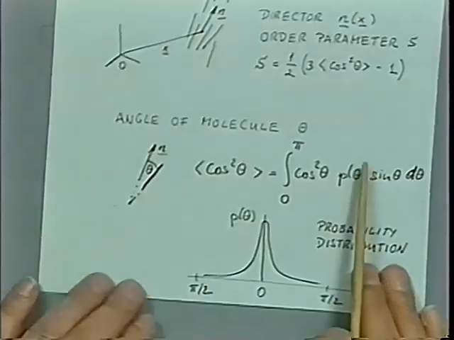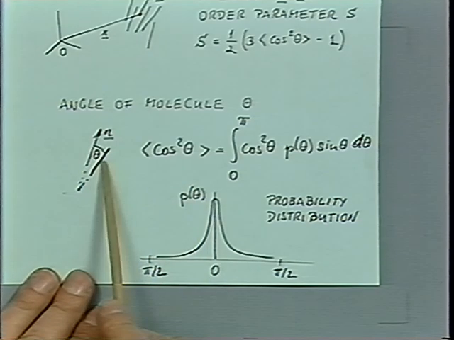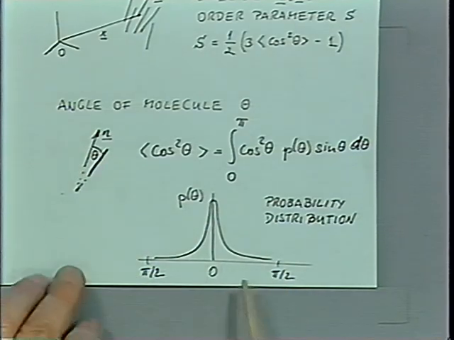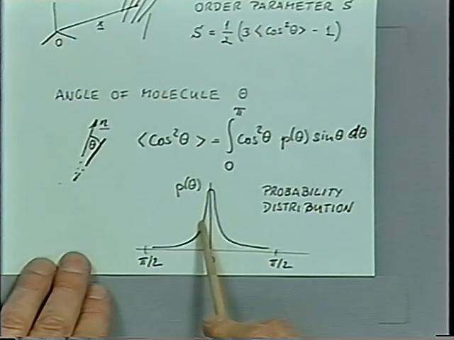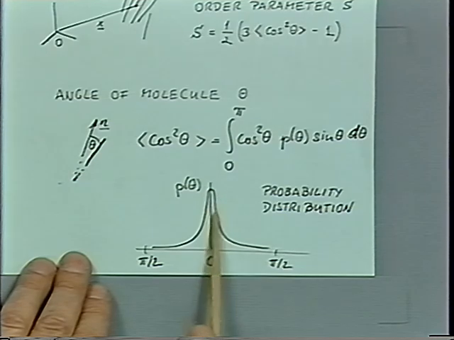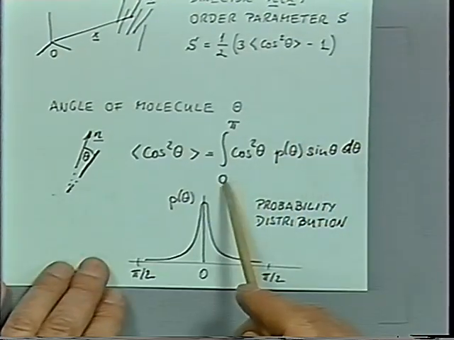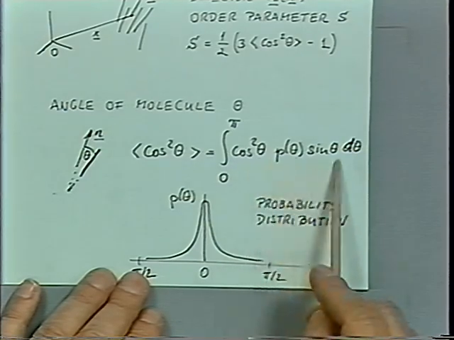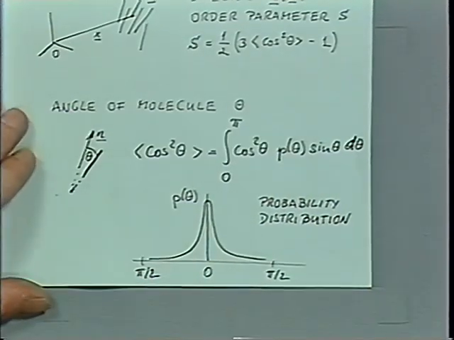This averaging is done in the following way. Angle theta is defined between molecule and director. This angle has a population density or probability density. There are many molecules around 0, and fewer and fewer molecules as the angle increases. We are integrating now from 0 to pi over all angles, taking cosine square theta and multiplying that with the probability and taking the volume integral, and that's really the definition of cosine square theta, which gives the order parameter.